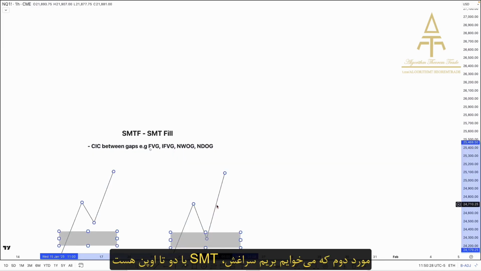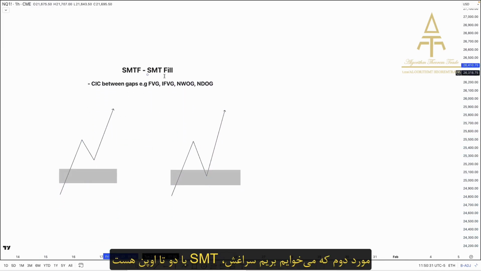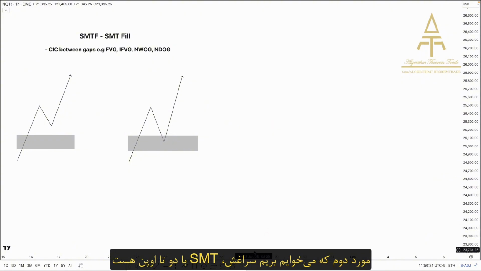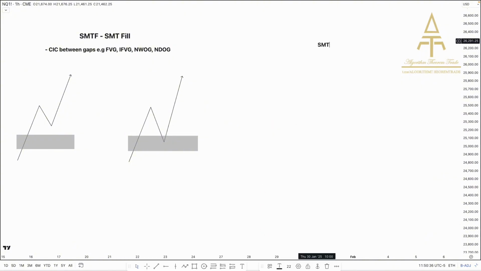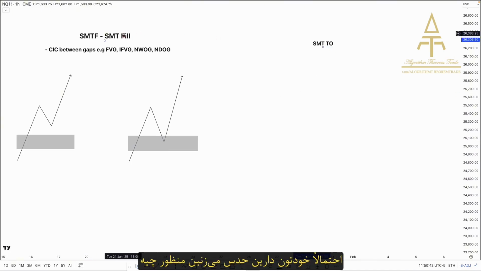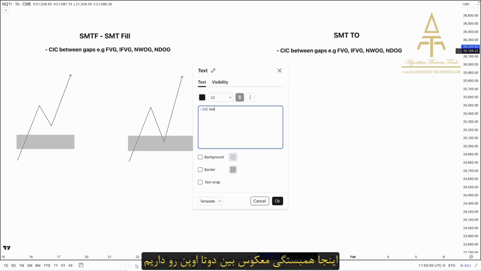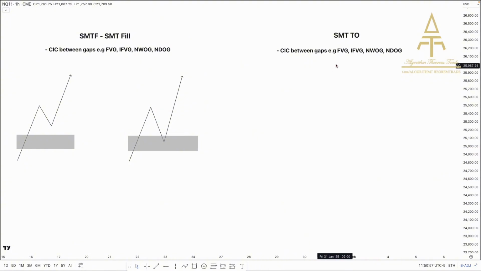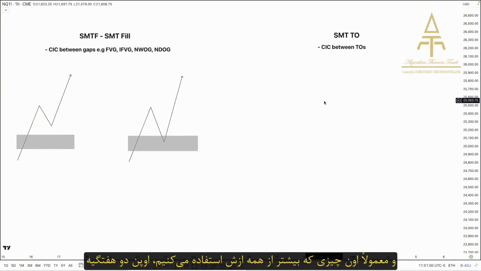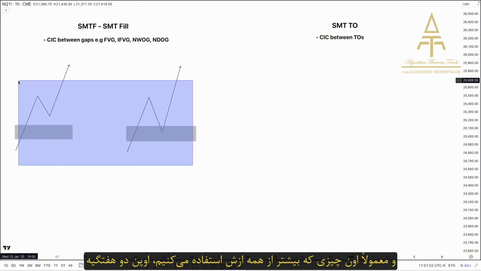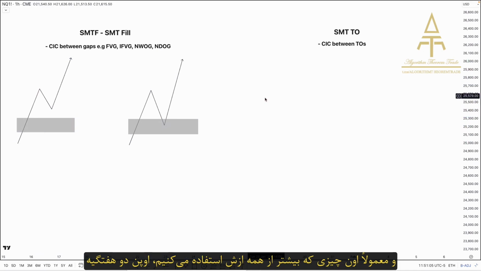The second one that we'll cover is going to be SMT with true opens. Hopefully you can start to guess what this is. This is a cracking correlation between true opens. And the one that we'll probably be using the most will be between the true week open.